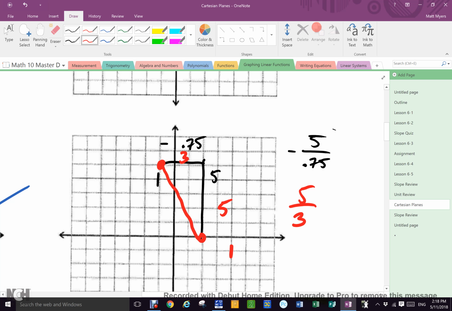Okay. Everybody cool? When they're the same scale, you can count squares. When they're different scales, you have to count value. That's the point I'm trying to make. Everybody cool?